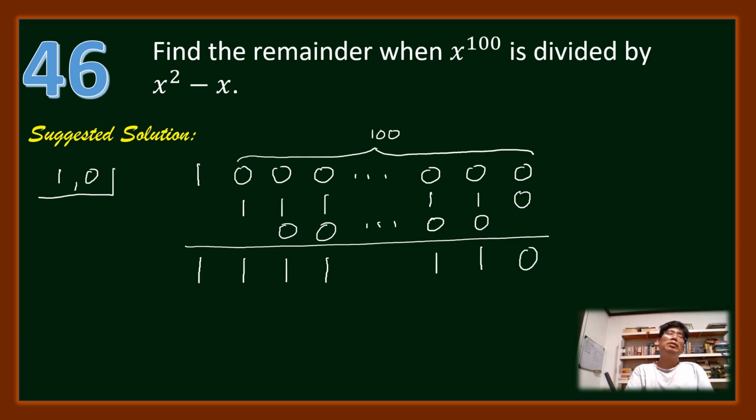We know that when dividing polynomials with a quadratic divisor, the last two sums are for the remainder. Since they are not both 0, there is a remainder to this polynomial division. That is x plus 0. Therefore, when x raised to 100 is divided by x squared minus x, the remainder is x.